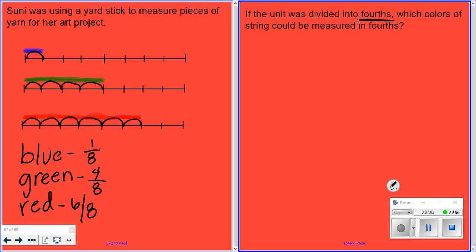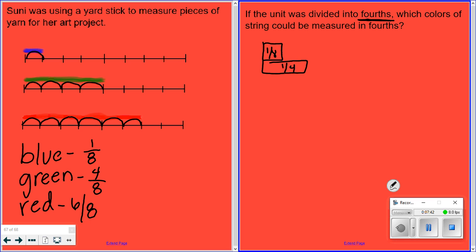Do you see that? If you add an 8, is that the length of your blue yarn? No. You could add an 8, but then you've made your blue yarn too big. 1/8 does not equal anything with fourths. Let's try our green one. Our green one has 4/8. Go ahead and get out 4/8 pieces.